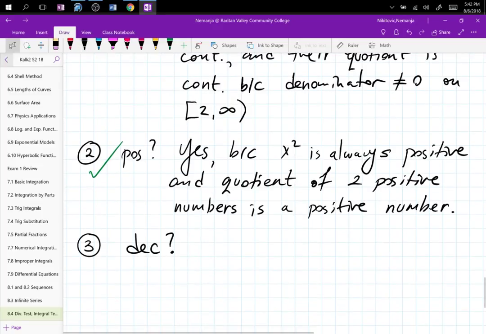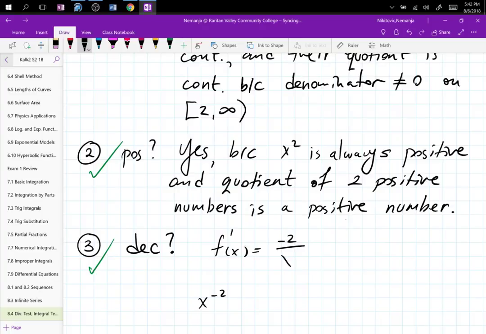decreasing. Again, if you are to draw the graph, it will be clear immediately that it's always decreasing. But then we can do the first derivative test and show it's decreasing because the first derivative is equal to, remember, you are differentiating x to the negative 2. It's going to be negative 2 over x cubed, right?